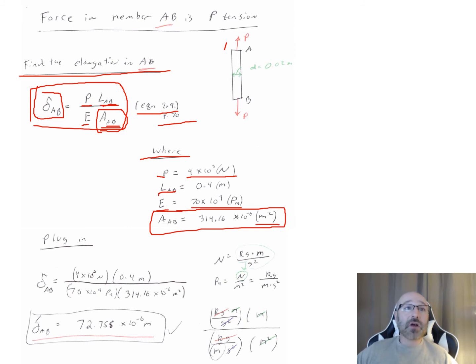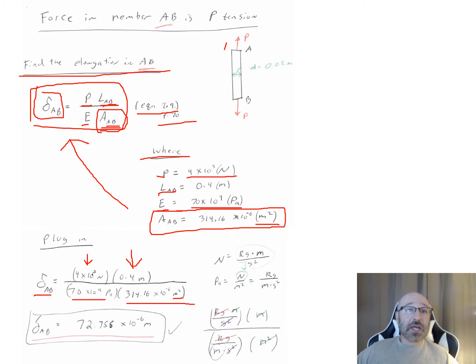So now we can take all those values and plug them back into this governing equation up here. When we do that, we can solve for our delta AB. We can see our load, 4 times 10 to the third newtons. We can see our length, 0.4 meters. We have our modulus of elasticity, 70 times 10 to the 9th pascals, and our area of 314.16 times 10 to the negative 6 meters squared.